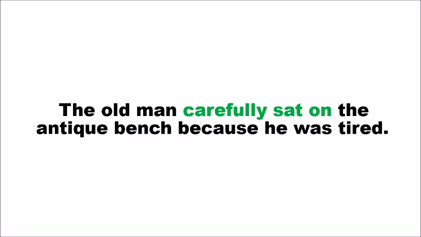If we then look at the next elements, we ask ourselves who is carefully sitting, and in this case it's the old man. Notice how all three words, the old man, become the participant. This is a noun group. What's being affected by the action? Well, in this case, it's the antique bench. And once again, we've got three different words that make up our noun.